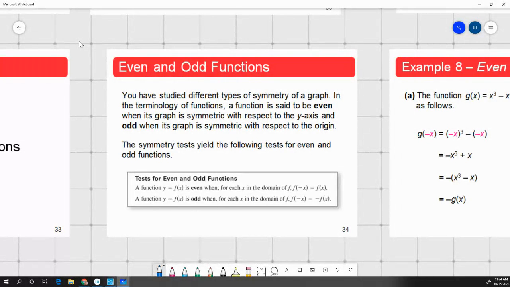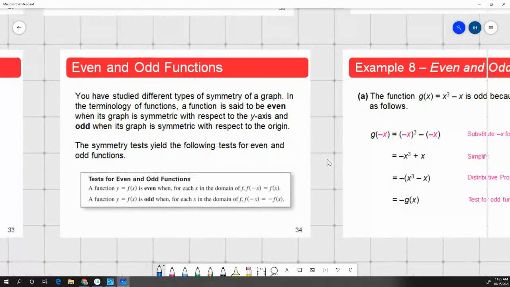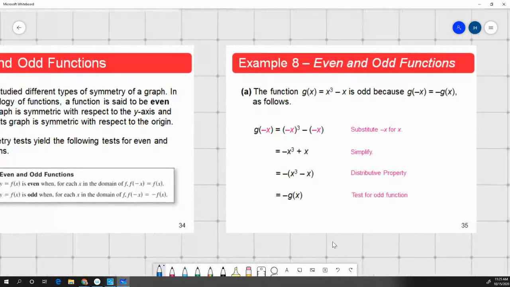An odd function is when it's symmetric to the origin. Now, the origin means where x and y meet, right? Which means that it would be like, if you folded it in half vertically through them, it would work. The best way to do it is for each x in the domain of f, f of negative x equals f of x. So f of negative x would be your y. But we're going to look at it a little bit better, have it explained a little bit better right here.